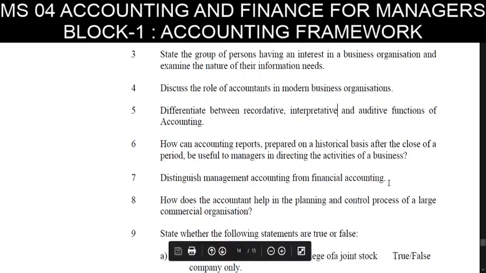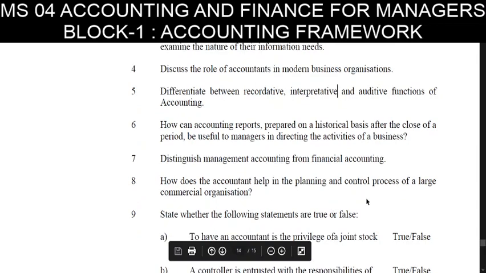Okay, distinguish management accounting from financial accounting. This is very technical. Management accounting is not technical, but financial accounting is technical. Financial accounting takes into view financing decision, investment decision, and dividend decision. That is, from where the finances are to be procured, where the finances are to be implemented, and how the results thereof are to be distributed with the shareholders. This entire spectrum is dealt with by financial accounting. Management accounting is all about management control, management planning, budgetary control, budget estimations, all those things. Okay, how does the accountant help in the planning and control process of a large commercial organization?